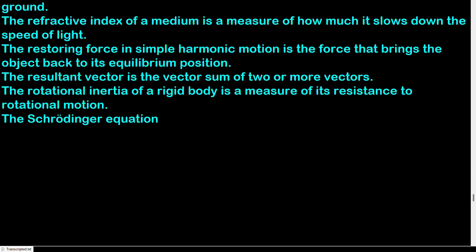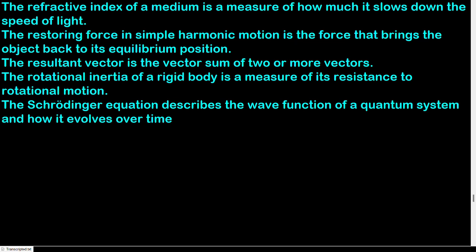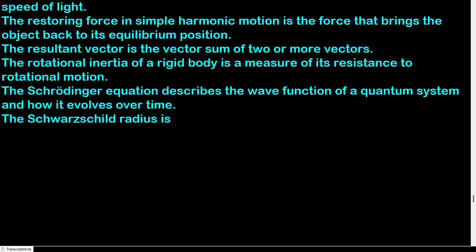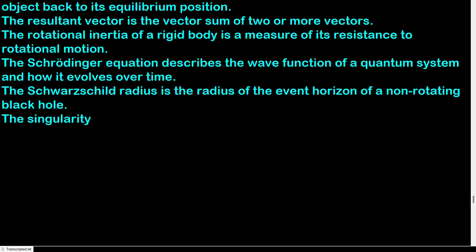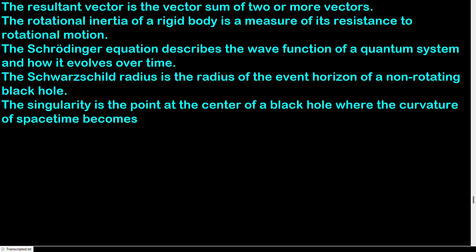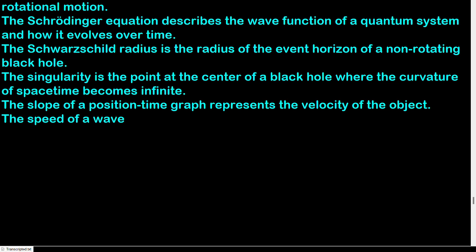The Schrödinger equation describes the wave function of a quantum system and how it evolves over time. The Schwarzschild radius is the radius of the event horizon of a non-rotating black hole. The singularity is the point at the center of a black hole where the curvature of spacetime becomes infinite. The slope of a position-time graph represents the velocity of the object. The speed of a wave is the distance traveled by the wave per unit time.